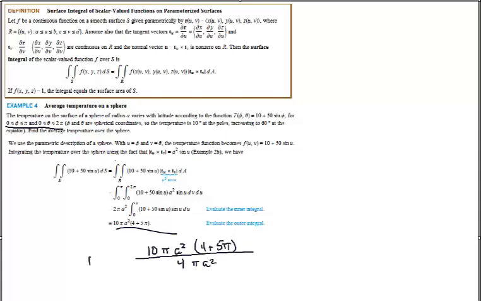We're finding the average temperature, so we'll do this, and when we compute this we will get that it is 20 plus 25 pi over 2. In other words, that temperature is 49.3 degrees.